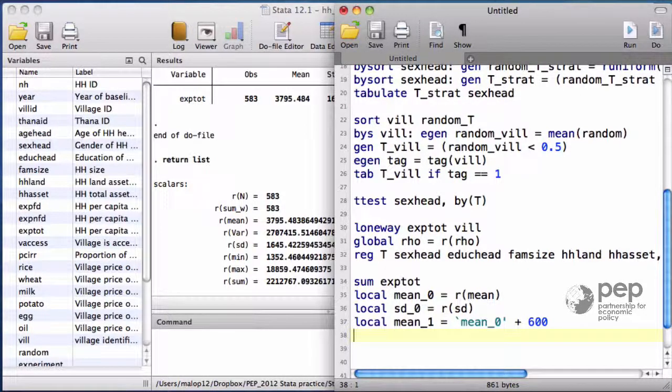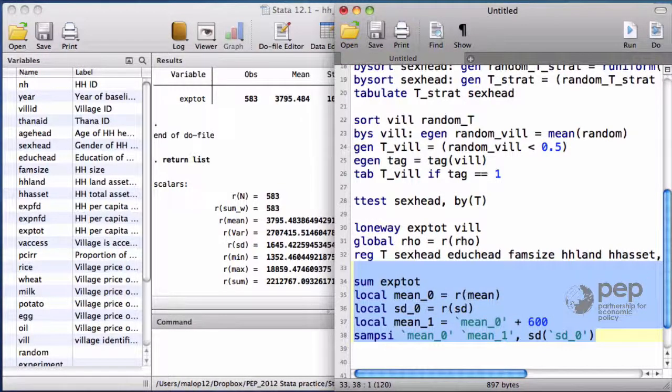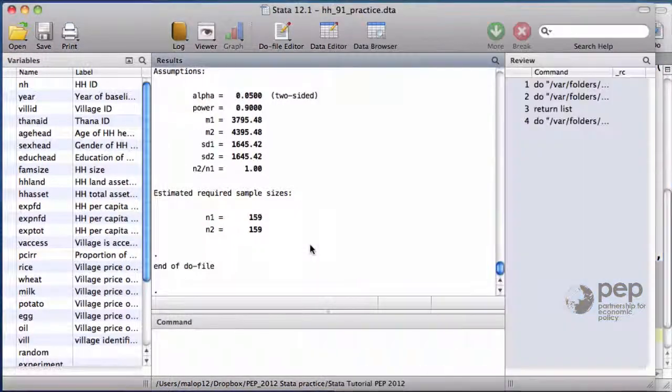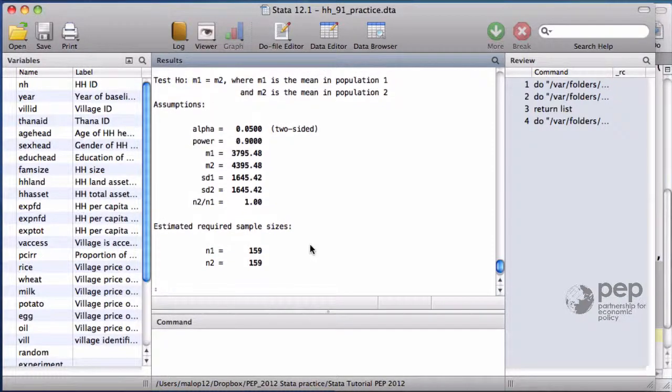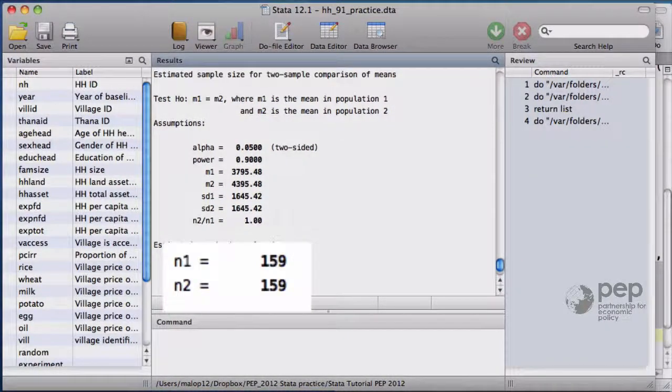The command to calculate the required sample size is called sampsi. The arguments are the expected mean in the control group, mean0, the expected mean in the treatment group, mean1, and the mandatory option, the standard deviation of the control group, sd0. You cannot run the command without this option. Execute. And the output is quite clear. The sample size required to compare two groups of the same size is almost 320 households, 160 in the treatment and 160 in the control group.